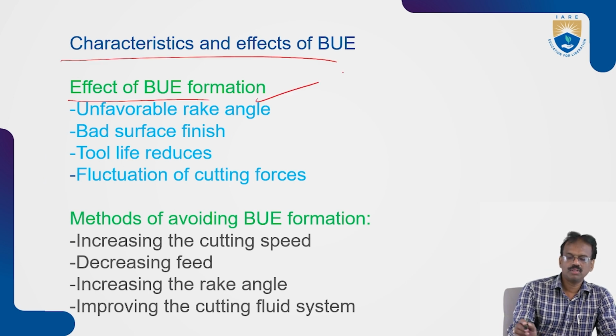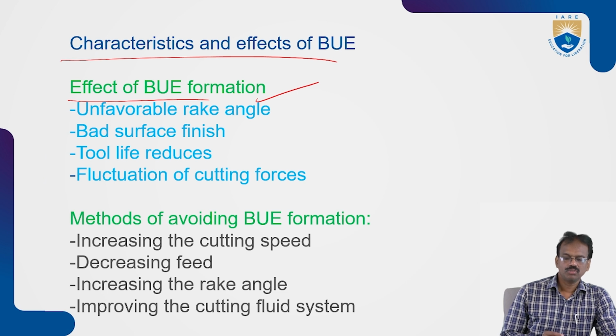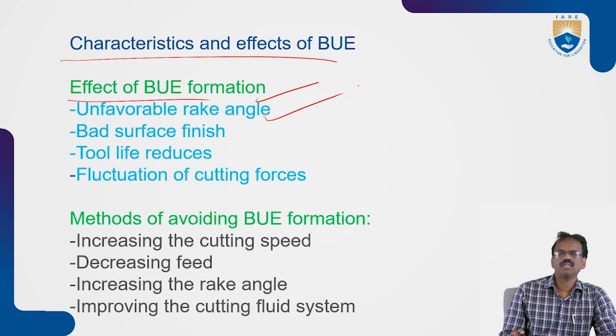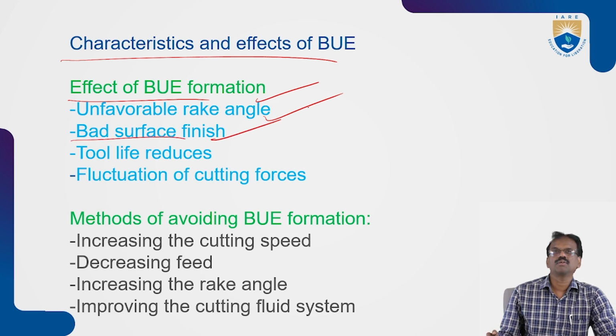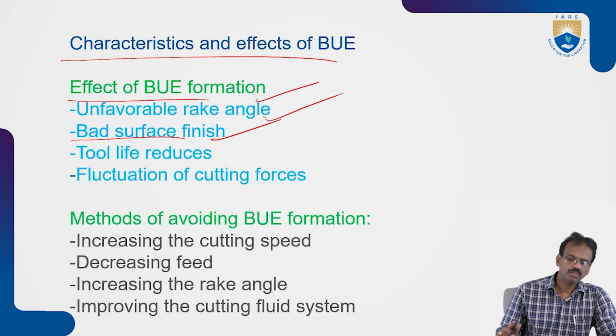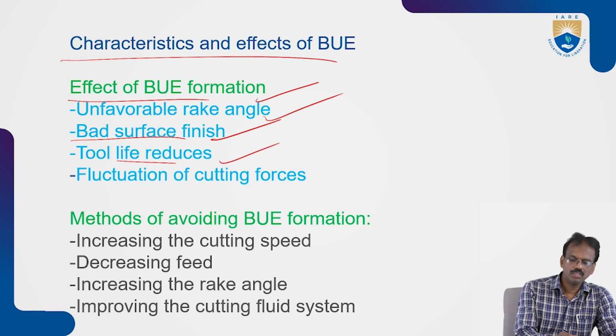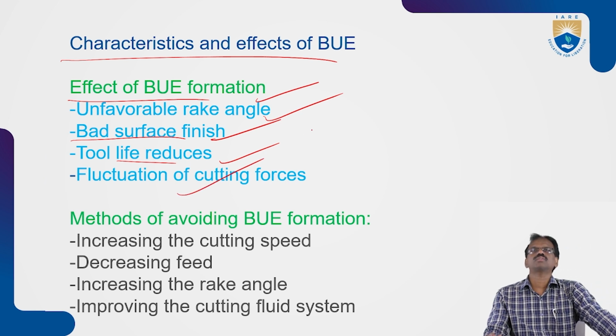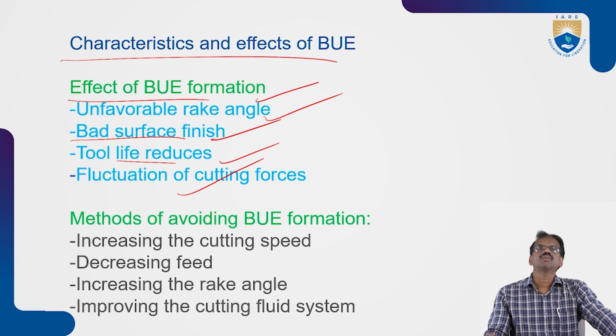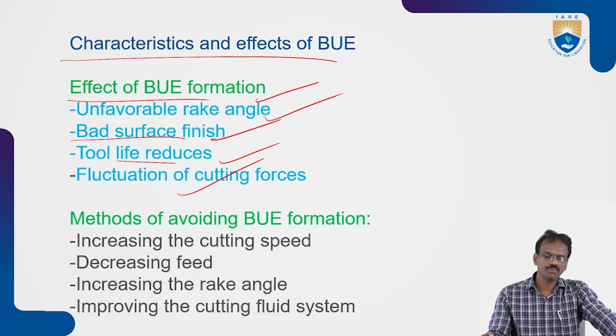Effect of build-up edge formation. So unfavorable rake angle, because of this one. Next, we'll get bad surface finishing due to this build-up edge, because the chip doesn't slide freely on the rake surface. Next, tool life will be reduced here also. Next, the fluctuations of cutting forces also occur due to this build-up edge. Okay, these are the main effects of build-up edge formation.